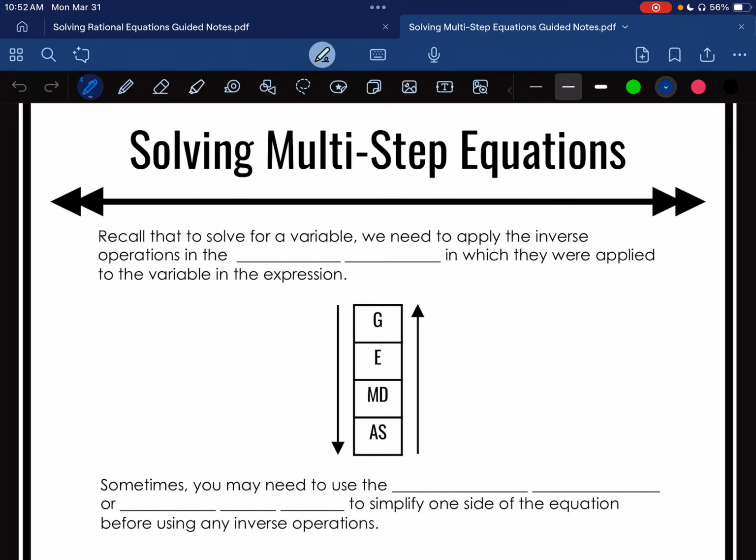All right, welcome to Solving Multi-Step Equations. This is one of my absolute favorite units to do because we got a lot going on here, and we're going to see how this compares with what we were doing before when we just had an expression and we are evaluating what's going on there.